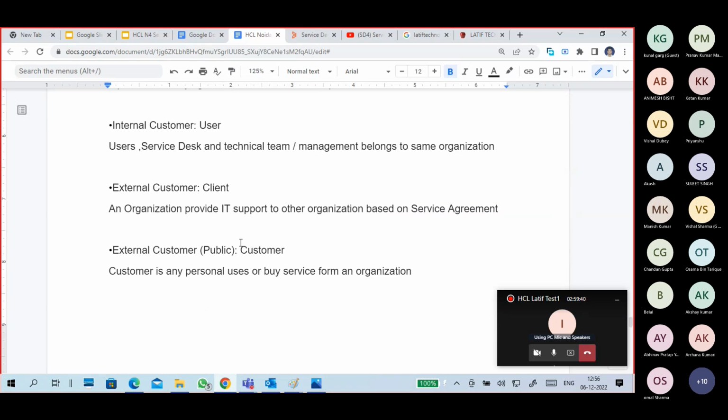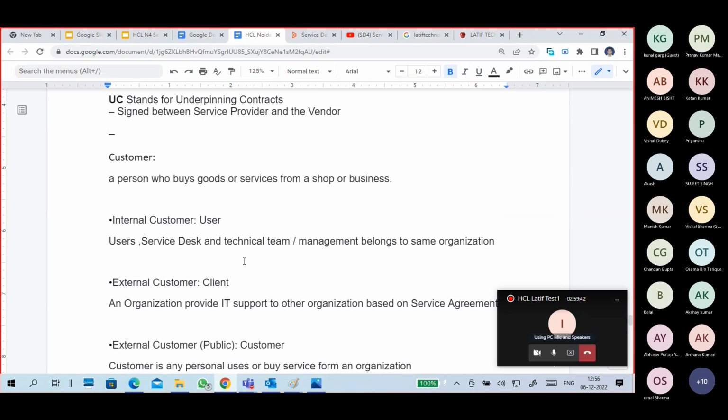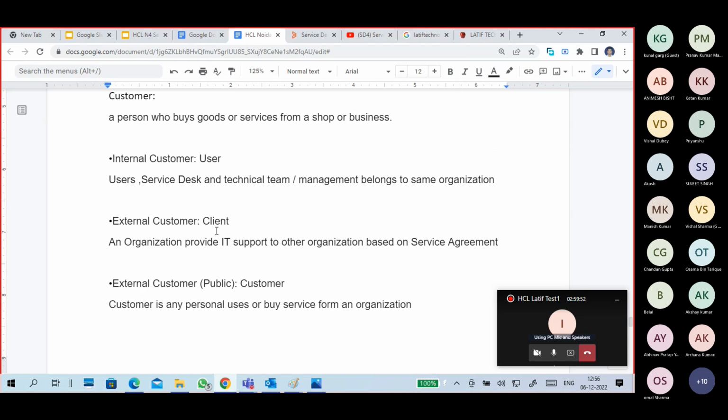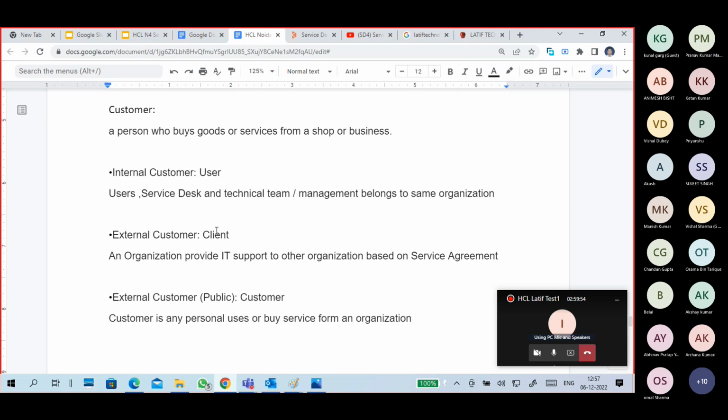I already told you about different types of customers in any organization: internal customers and external customers. External customers means other organizations which are utilizing our services. We are providing the services, and the client is utilizing or accessing our services.